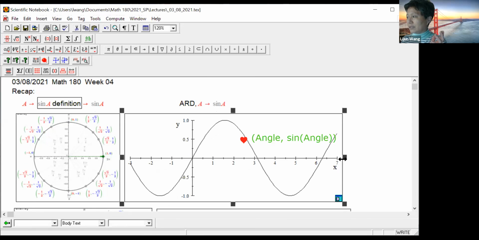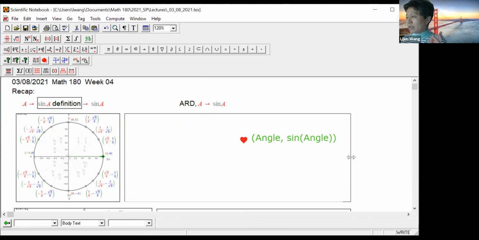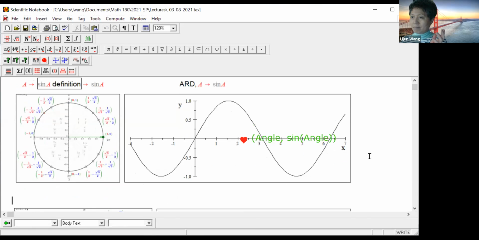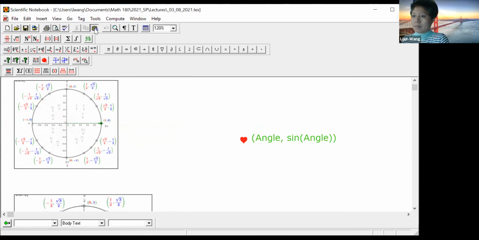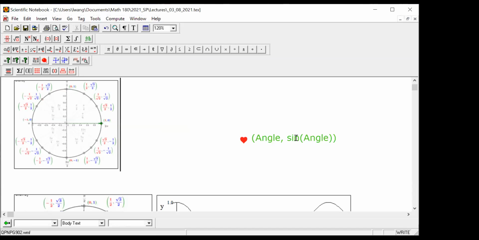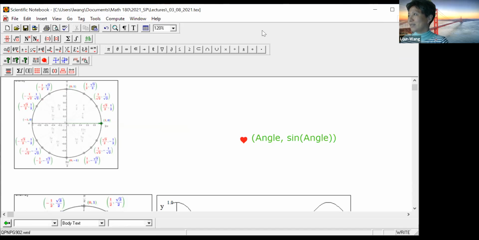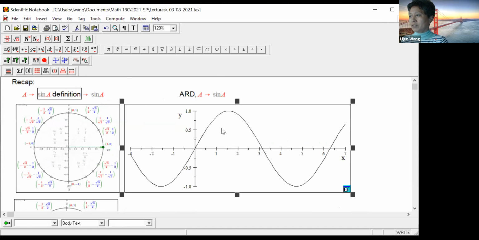Okay, let's look at the arc sine. What about the arc sine? What is arc sine, in terms of ARD? DRA. That's right. Excellent. Very good answer.